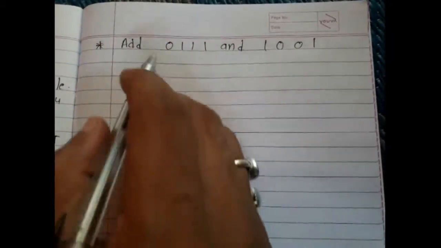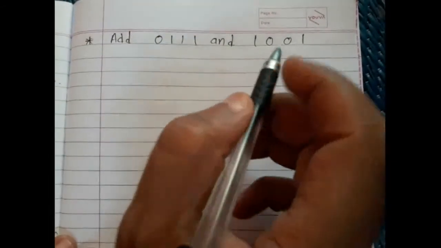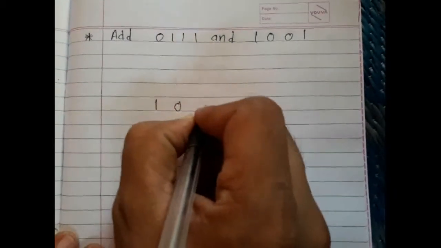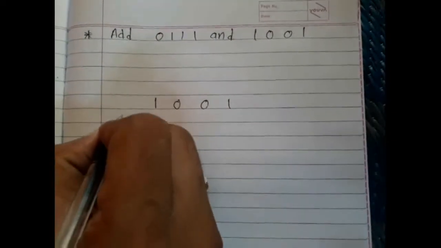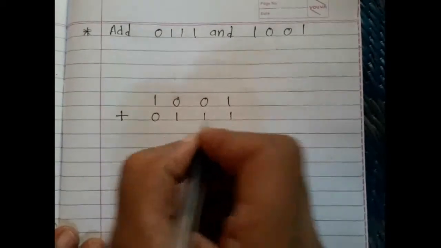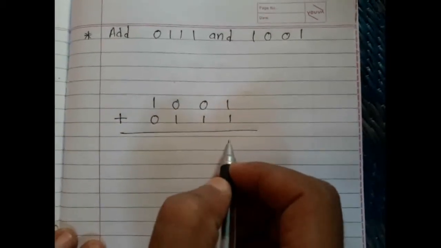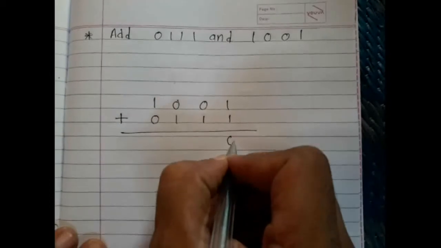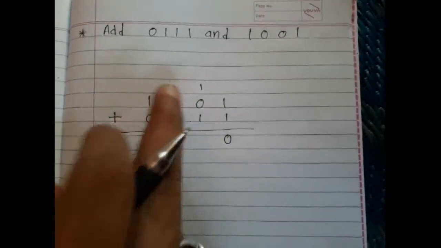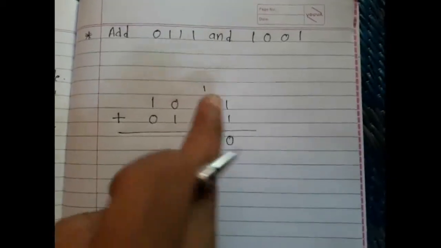Now see students, now we will add 0 1 1 1 and 1 0 0 1. Now see, we will solve this. 1 plus 1 is equal to 0. Carry 1. By the rule of binary addition, we have taken carry 1. 1 plus 1 is 0, and we have taken carry 1 by the rule of binary addition.